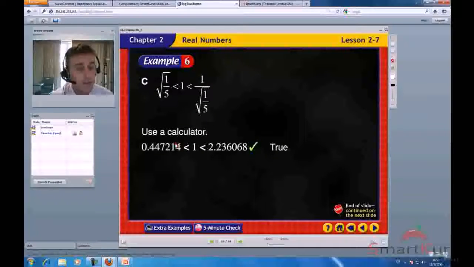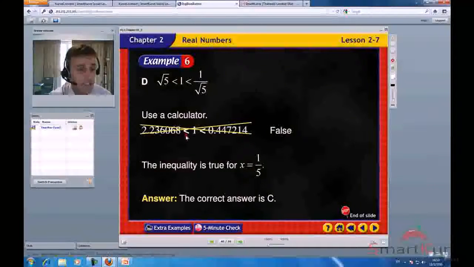Now, plug in 1/5. Is √(1/5) less than 1, and is 1 less than 1 over √(1/5)? We have 0.4472, that's less than 1, and 1 is less than 2.236. So we know it's true. C is an option, it is true.